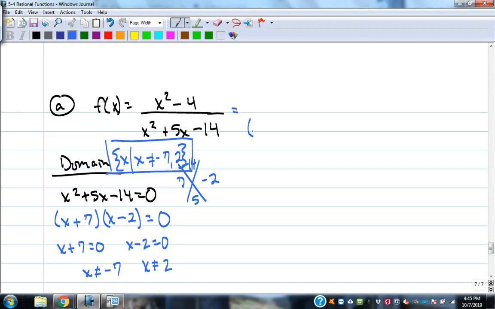I'm going to use that factored form, x plus 7, x minus 2, on the denominator, and then I'm going to factor the numerator because the next step is to simplify. They won't always simplify, but we've got to try. The major rule with fractions is to always try to reduce as much as possible. Now that's a difference of squares up top. So how does it factor? x minus 2, x plus 2. Good job.